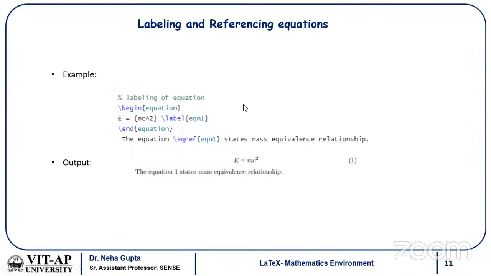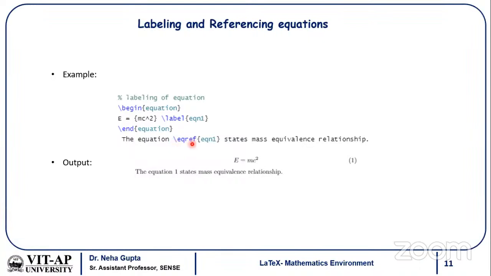For that, we are going to use first the label command. You just see one simple equation is written, E equals mc square. For that, we have written begin equation and end equation. This will automatically give you the equation number. The way here it is written, 1 came. Now, if I want to refer to this inside the text, like it is written, the equation 1 states the mass equivalence relationship. So how to get this referencing? For that, this command is important.